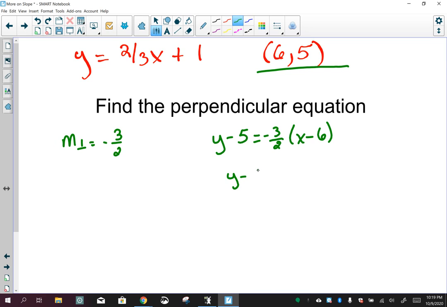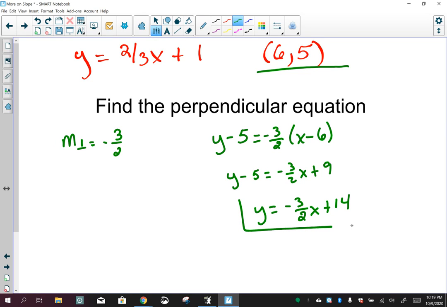So we have y minus 5 is equal to -3/2 x plus 18 divided by 2 is 9. I'm going to move this 5 over here, so I get y is equal to -3/2 x plus 14. And this is my perpendicular equation that goes through this point that's perpendicular to this line here. All right, moving right along.